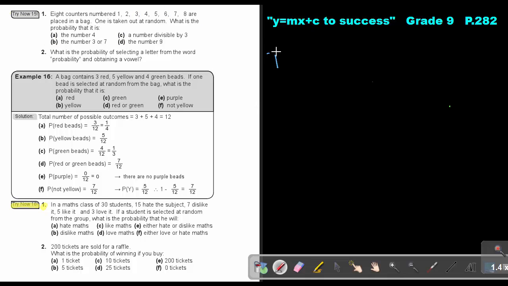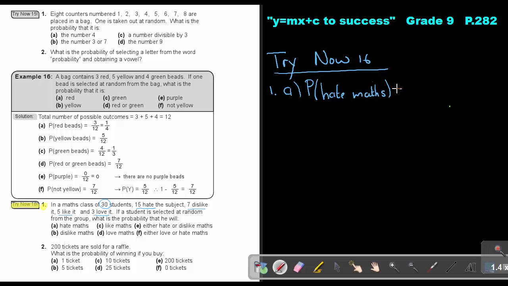Okay, let's start. Try Now 16. Number 1. In a maths class of 30 students, 15 hate the subject, 7 dislike it, 5 like it, and 3 love it. Okay, 30 students. If a student is selected at random from the group, what is the probability that he will? And now the first one. Hate maths. So the probability of hate maths. Okay, and now what is hate? It's 15 out of the 30. And that will simplify to a half.